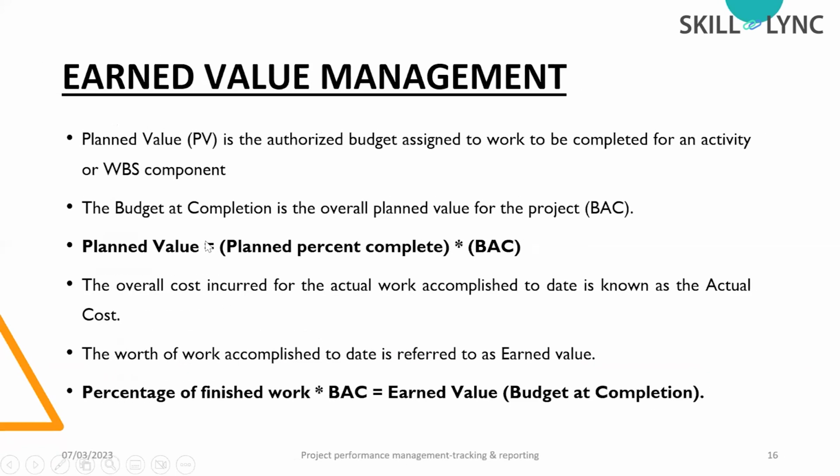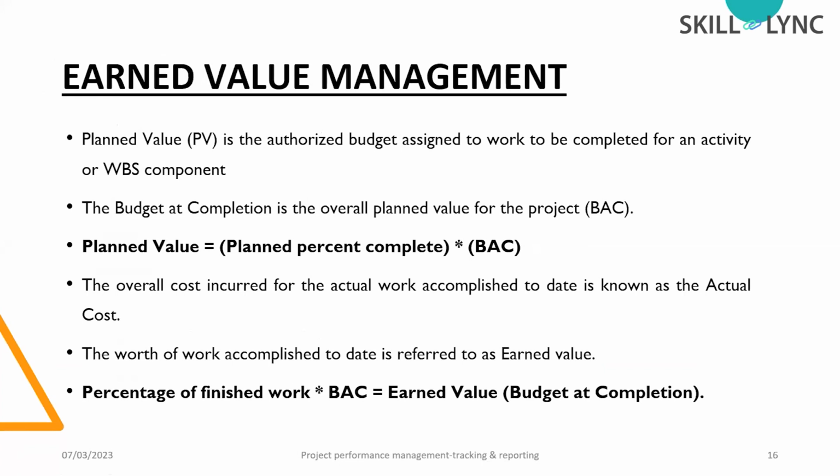First one will be the planned value. From the name itself, it is clear. So what is planned value? Planned value is an authorized budget assigned to work to be completed for an activity or WBS component. This is the agreed budget for an activity. So planned value is the money or the budget that we agreed upon for an individual activity. That is known as planned value.